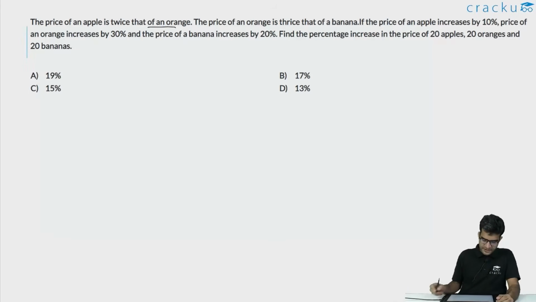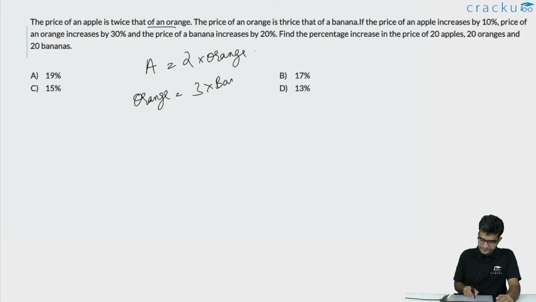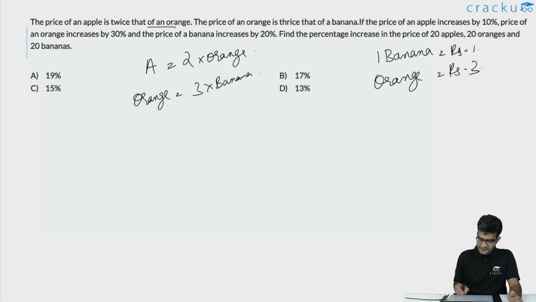In this question, we are told that the price of an apple is twice that of an orange, and the price of an orange is thrice that of a banana. Let us assume that the price of a banana is ₹1. Therefore, the price of an orange will be ₹3, because one orange costs 3 times as much as a banana, and one apple is 2 times that of an orange, so it will cost ₹6.